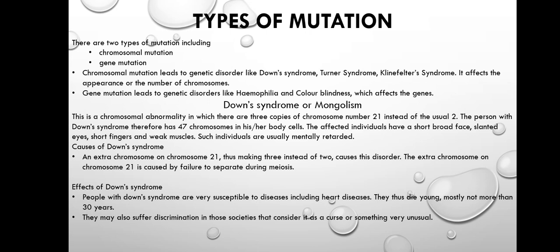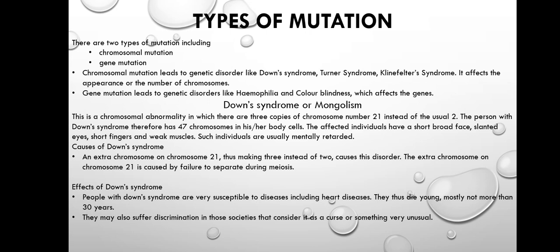Such individuals are usually mentally retarded. This means that they have mental disorders. The cause of Down syndrome, as we said, is the extra chromosome on chromosome 21, thus making 3 instead of 2, causing this disorder. The extra chromosome on chromosome 21 is caused by the failure to separate during the process of meiosis, which is one of the processes involved in genetic makeup.